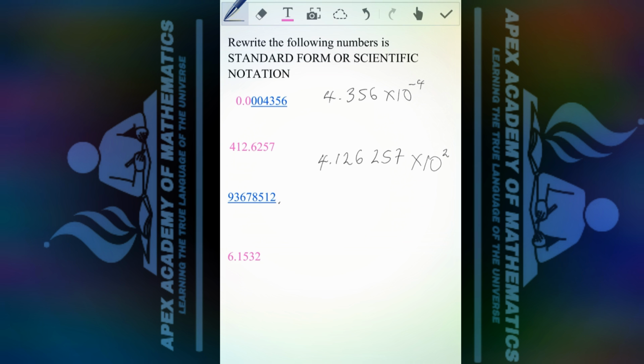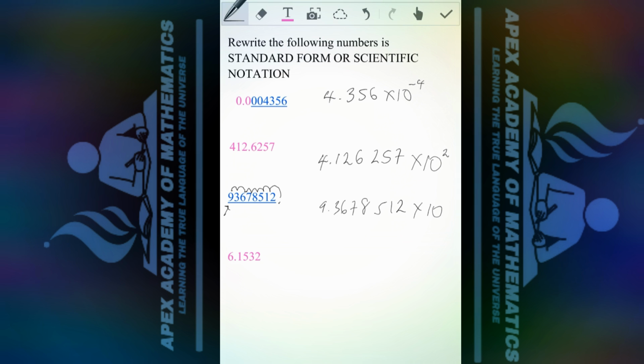All right, that's understood. So we're going to be moving the point to our left. So it's 1, 2, 3, 4, 5, 6, 7. 7 places. Since 9 is our first non-zero digit, we're going to have to put the point right between the 9 and the 3 right here, or behind the 9. So our new number, or our new A, is now 9.3678512, and of course that will be times 10.